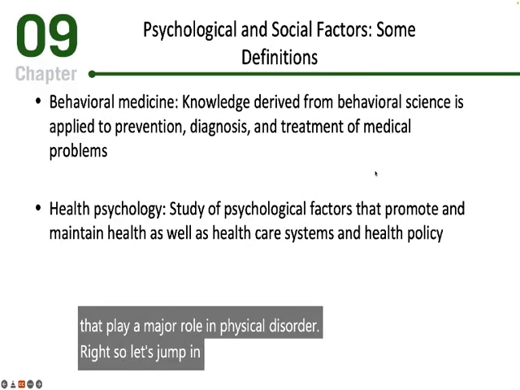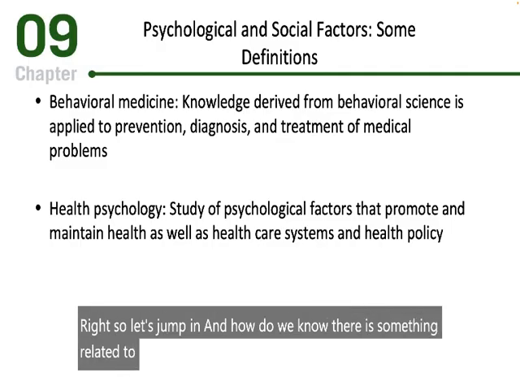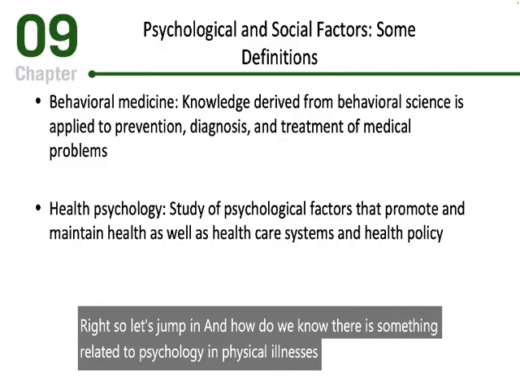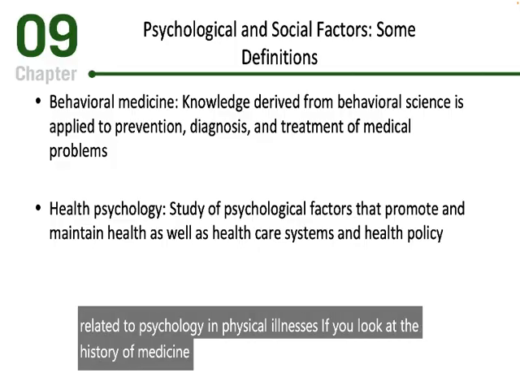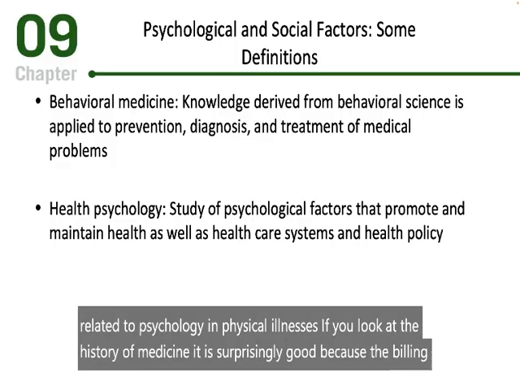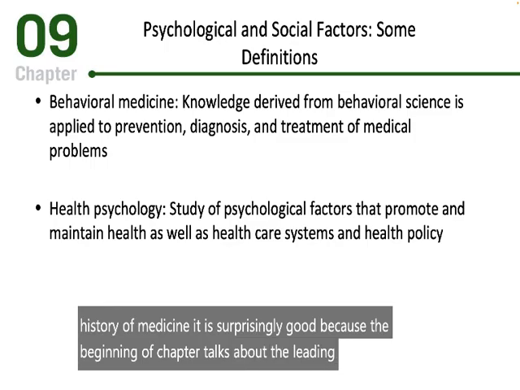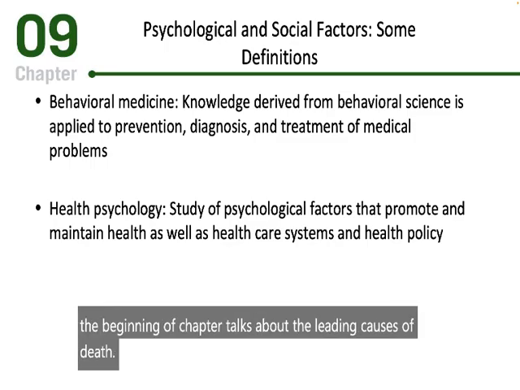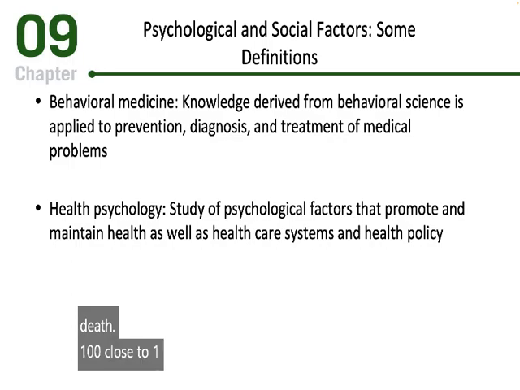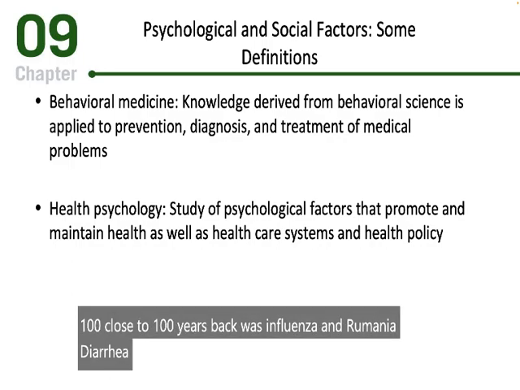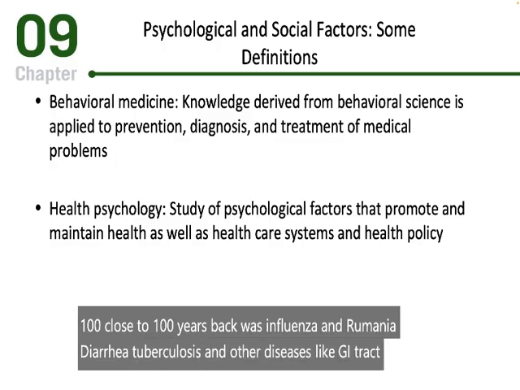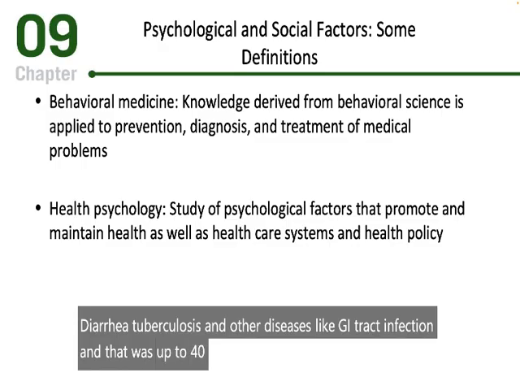And how do we know there is something related to psychology in physical illnesses? If you look at the history of medicine, it is surprisingly good, because the beginning of the chapter talks about the leading causes of death close to 100 years back: influenza, pneumonia, diarrhea, tuberculosis, and other diseases like GI tract infection, and that was up to 40%. Now that 40% went down to 4%.